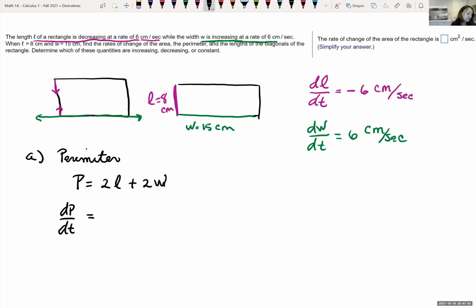This is equal to the derivative of 2L. Well, the derivative of 2L is 2 times dL/dt, plus the derivative of 2W, which is 2, but that's with respect to time, dW/dt.